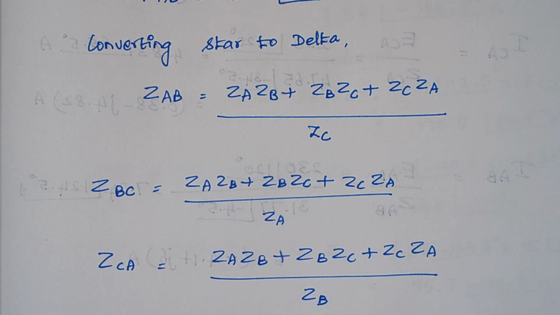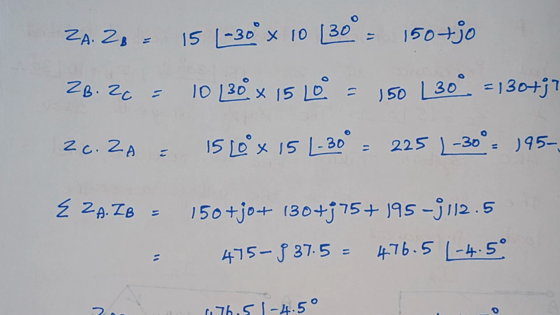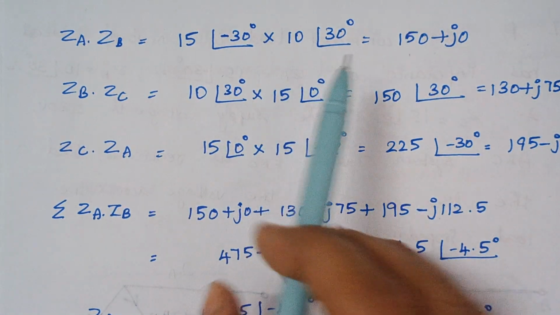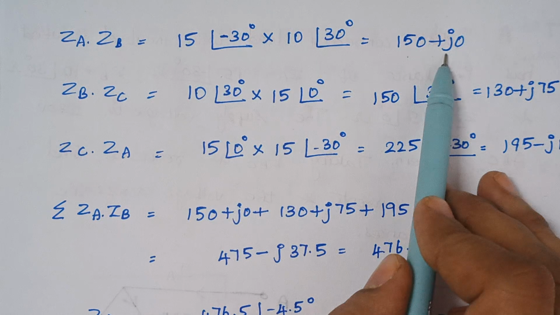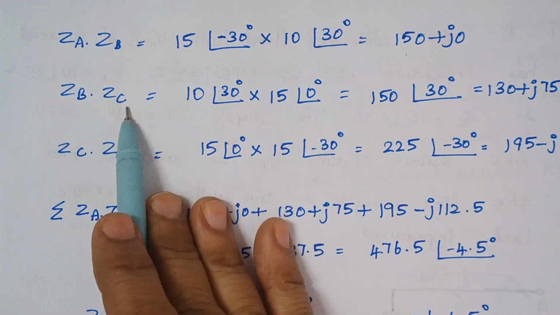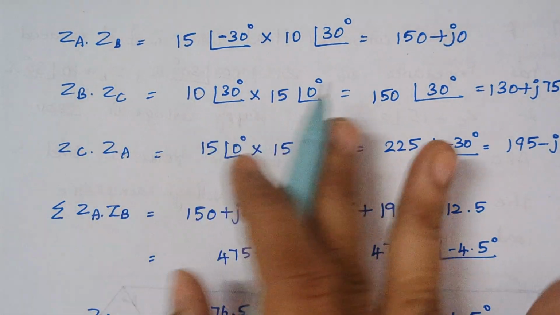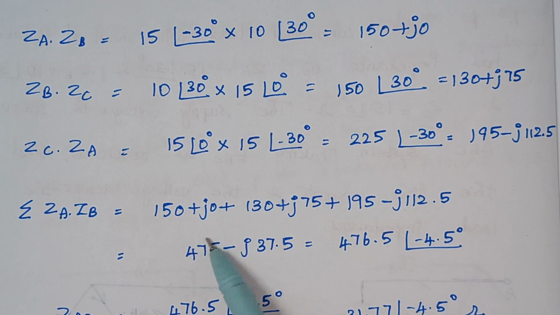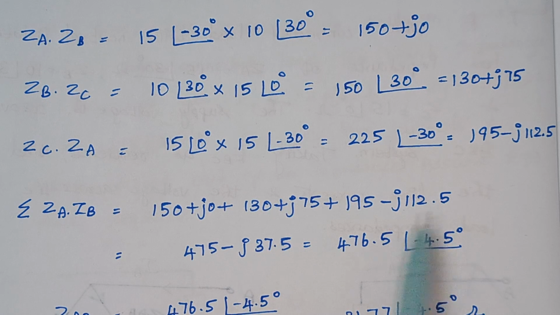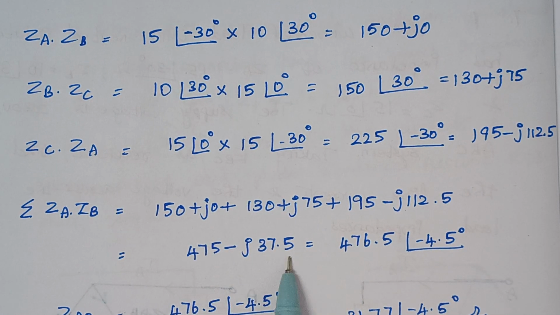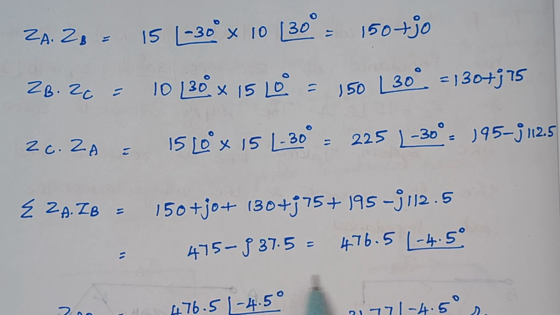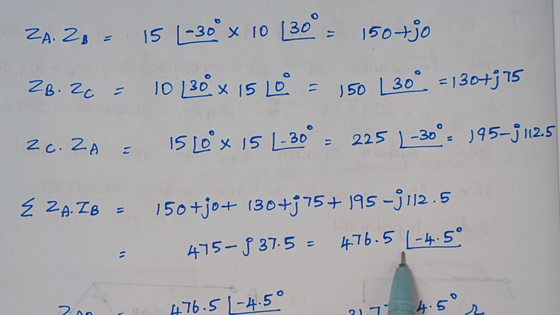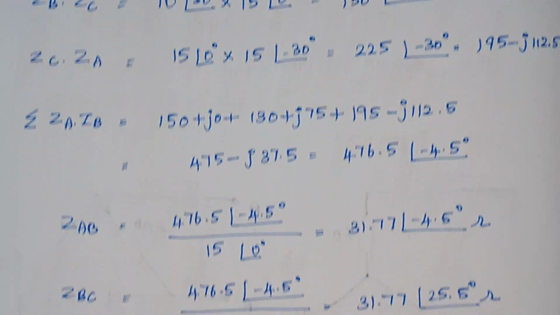So first we are going to calculate this numerator value. Here ZA into ZB, right? Again we have converted this into rectangular form. Similarly ZB into ZC and ZC into ZA, right? The next thing is we have to add all these. When you add, the answer is in rectangular form, and we have converted this into polar form, right? So now just substitute the values.